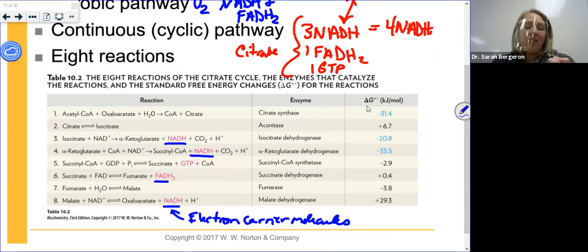Do we need to memorize all these? You should know them all. So you have some that make energy-carrying molecules. You have one reaction that's going to make a GTP, and pretty immediately that GTP is going to get converted to ATP, so you can almost think of it as ATP. Yes, that's a substrate-level phosphorylation.